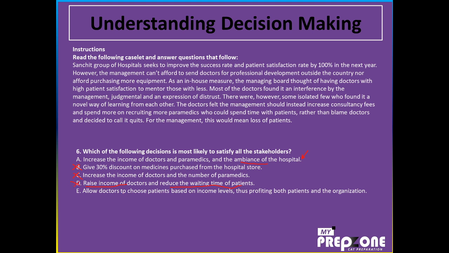E. Allow doctors to choose patients based on income level. I should not even read this because we have already nullified that. So the answer here is A.